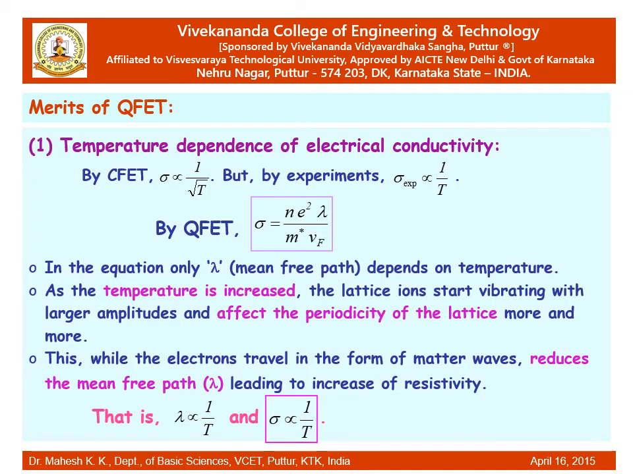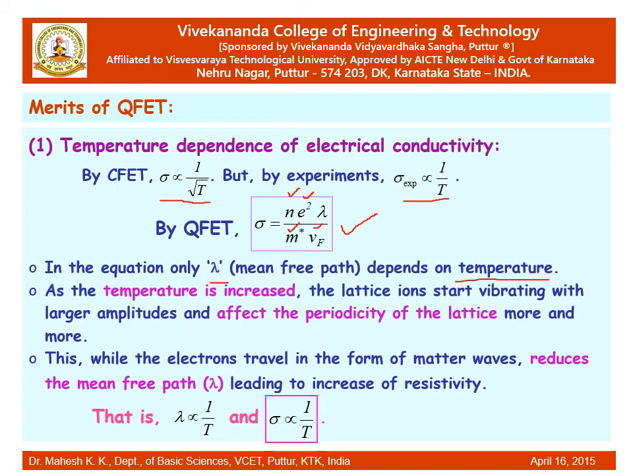First one: temperature dependence of electrical resistivity. In CFET, we had sigma inversely proportional to root T, but by experiment it was found to be inversely proportional to T. In the case of quantum free electron theory, we know that sigma is equal to n e square lambda by m star Vf, where in the equation only lambda depends on temperature. Lambda means the wavelength of the electron. That is the only thing which depends on temperature. Otherwise n is a constant, e is a constant, Vf is a velocity, and m is a constant for a given material.